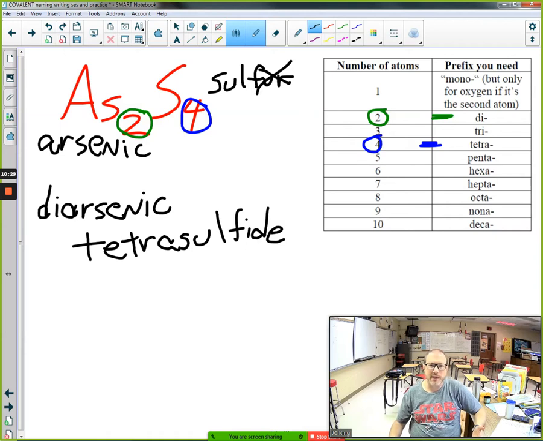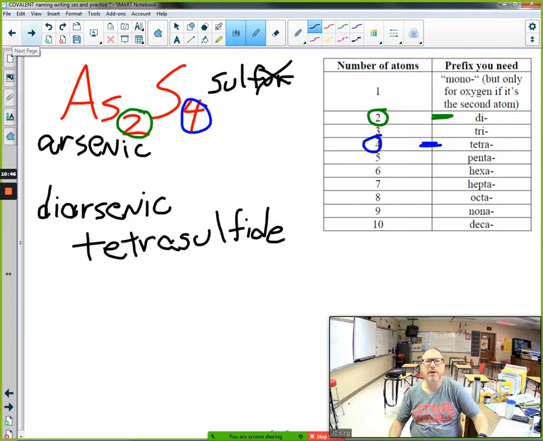Di means I've got 2 arsenics. Tetra means I've got 4 sulfurs. It ends in "ide," and I'm done. So, in my opinion, I think that's a lot easier than the ionic system, which is kind of why I saved it for last.